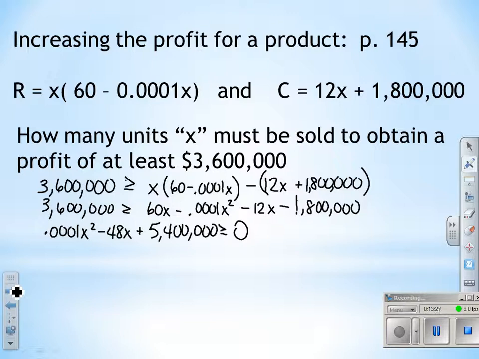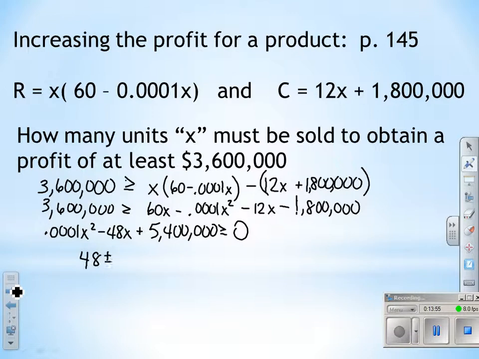Please change that one number on your notes so that we're all looking at 0.001x squared minus 48x plus 5,400,000 is greater than or equal to 0. Now, that one may very well factor. I'm not sure. But I thought this one was more appropriate just to put through the quadratic formula, and it did turn out beautiful. Okay, so all is said and done, I got down to this.